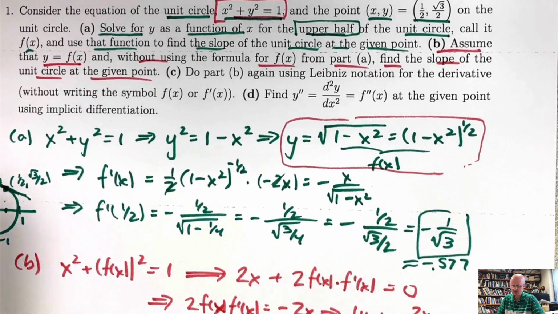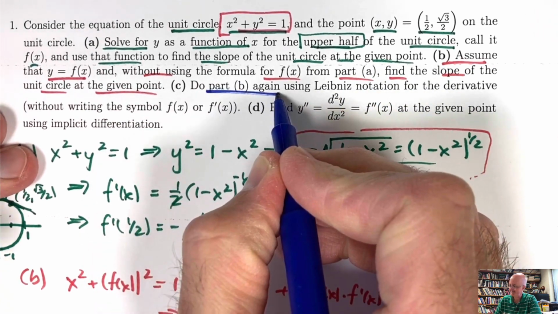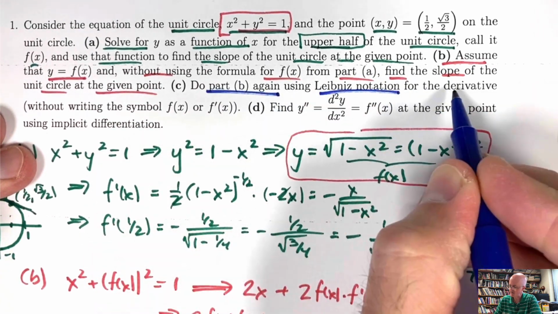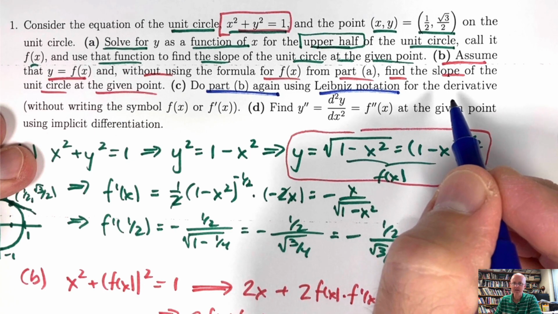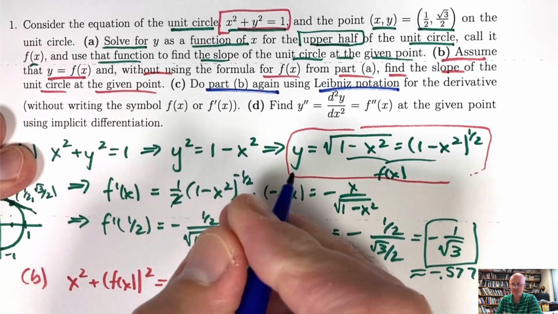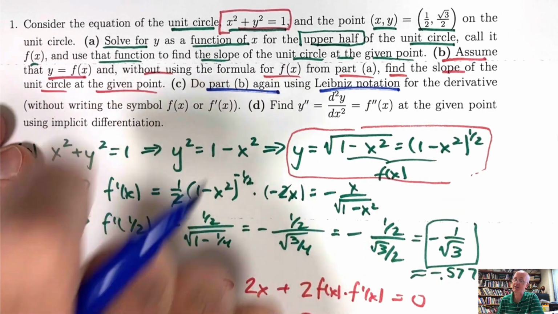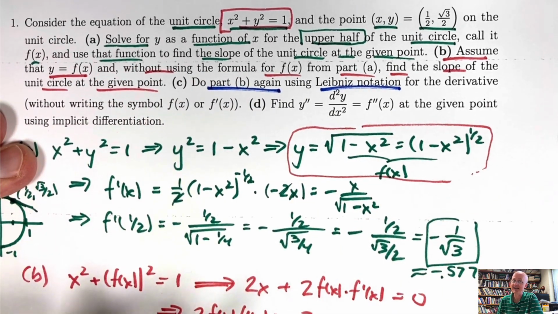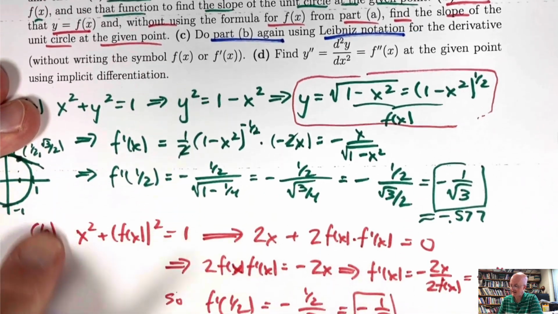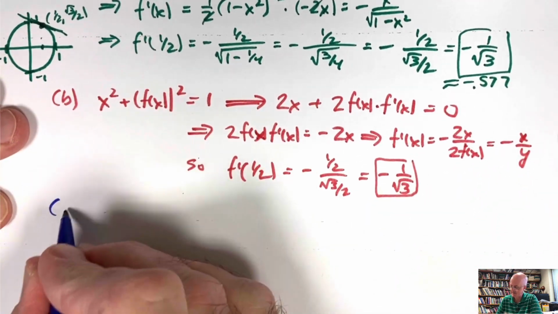All right, what different can we do here in parts C and D? In part C, we're going to do part B again, but using Leibniz notation for the derivative, dy dx. I'll also use y prime, instead of writing f of x or f prime of x. Why? Because it's traditional to do it this way. Part C is the traditional way to do it, okay? But it's perhaps confusing, and that's why I did parts A and B first, to help explain part C.